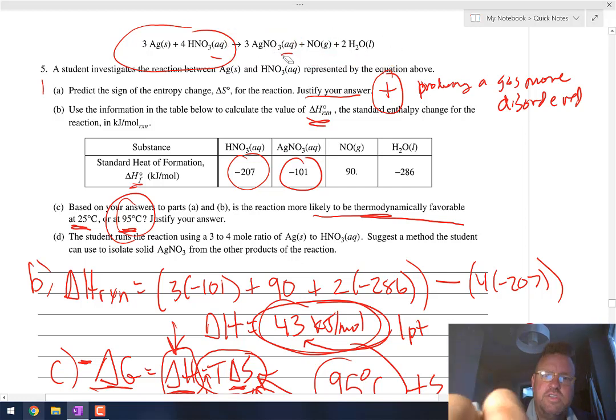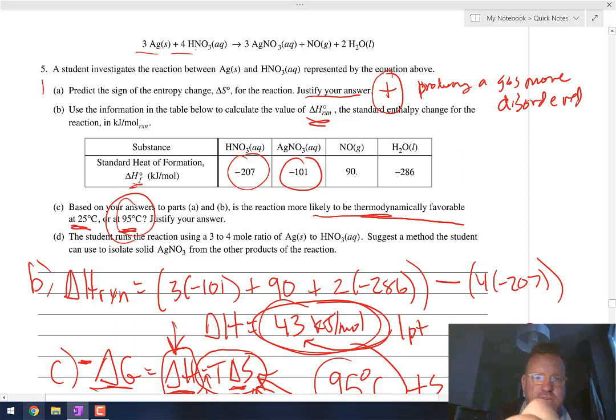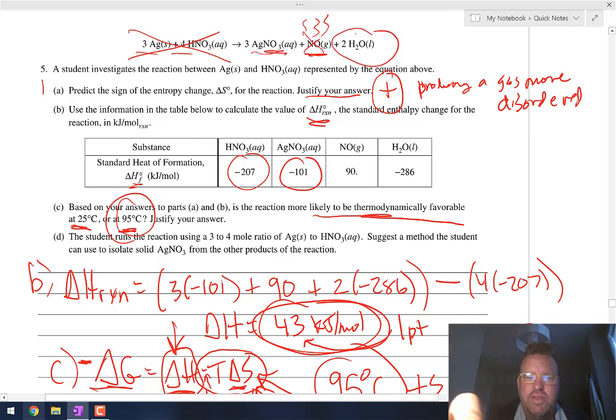So first of all, this is a 3 to 4 ratio, that's all gone. There's no excess reactant left over. So what did you make in this reaction? Well, you made nitrogen monoxide gas. That's going to go up into the air. So that's already gone. So really you've got some silver nitrate dissolved in water.